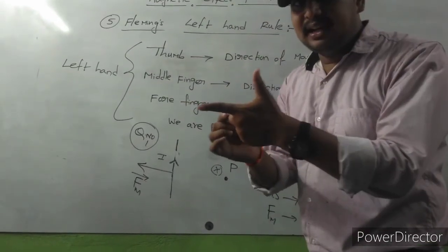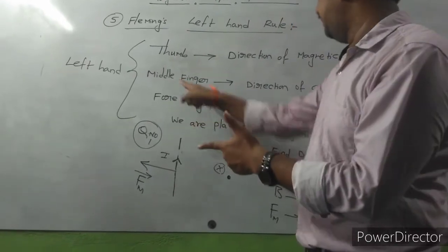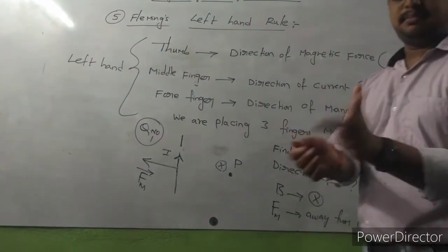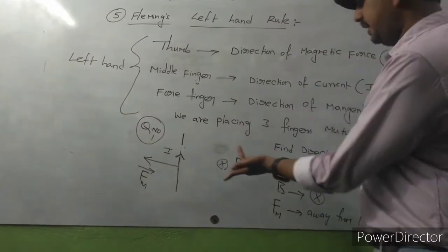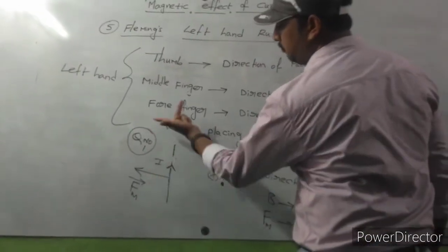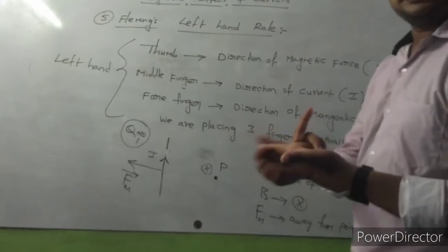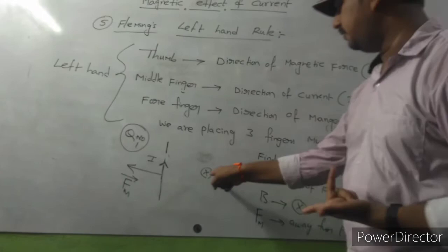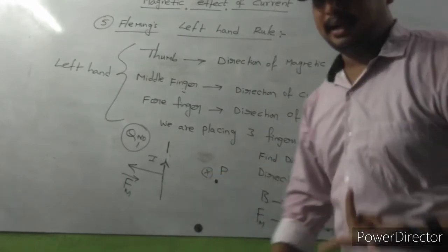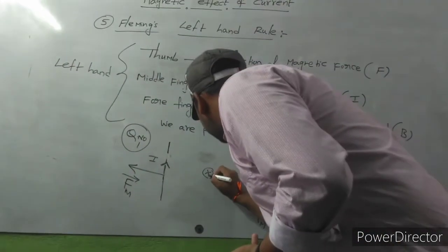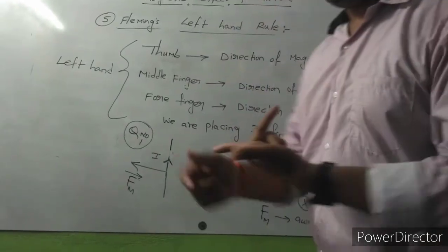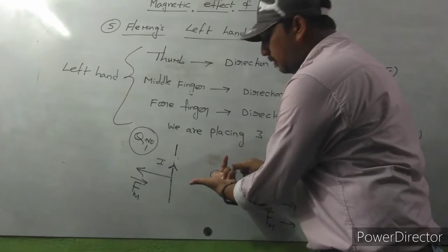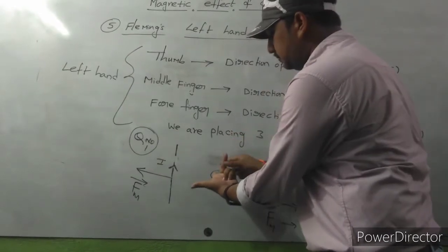This middle finger indicates direction of current. Am I right? This is the middle finger. So the direction of current is upward. Forefinger indicates direction of magnetic field. Magnetic field is here into the face. Okay, magnetic field into the face. That's why the forefinger is placed into the face. And the middle finger indicates upward direction because the current direction is upward.